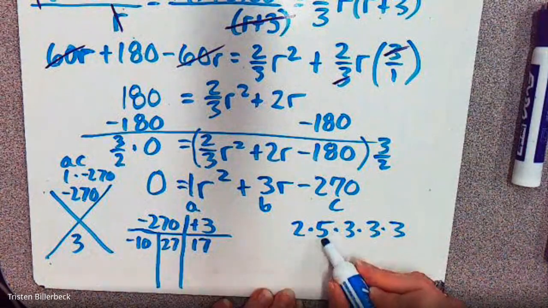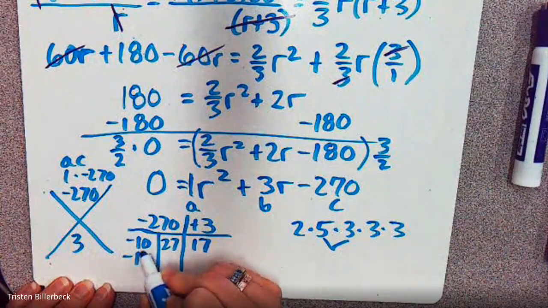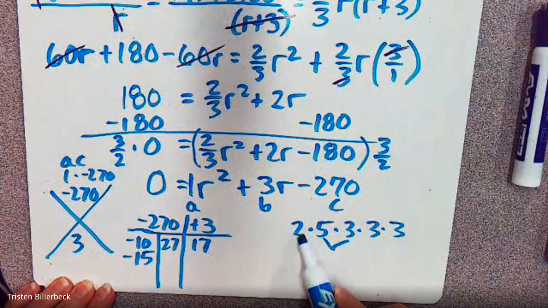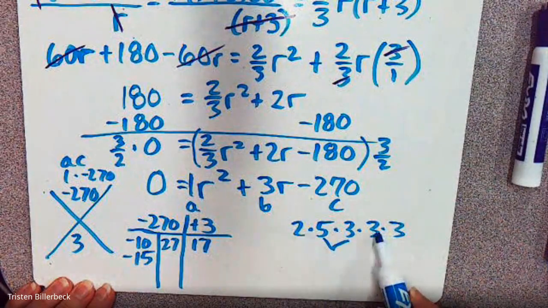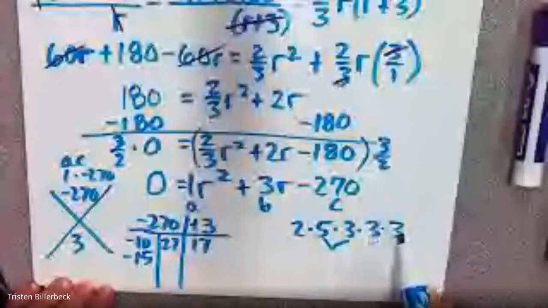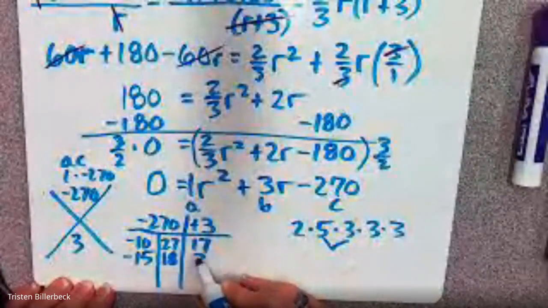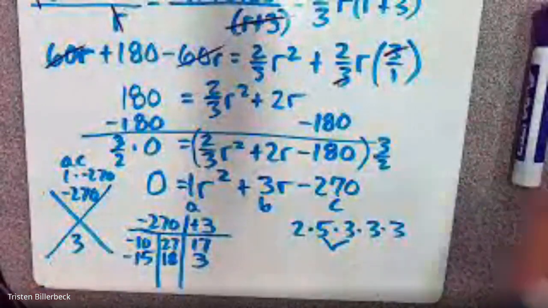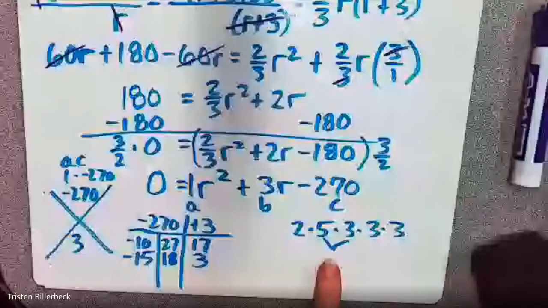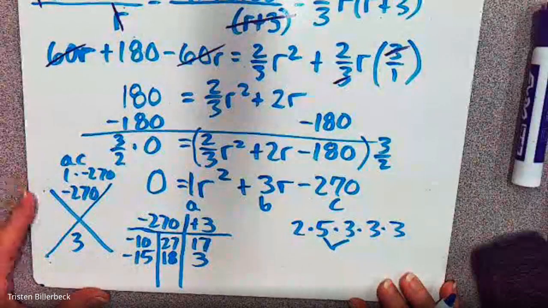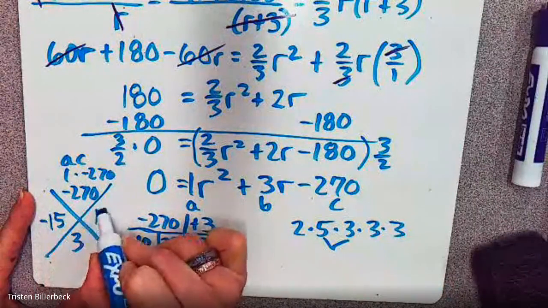Okay, so let's try 15. So if I had a negative 15, what's left over in these factors is 2 times 3 is 6. 6 times 3 is 18. And look at that. Those are 3 apart. We found it just by doing prime factorization of what we first guessed. So we can write negative 15 here and 18 here.